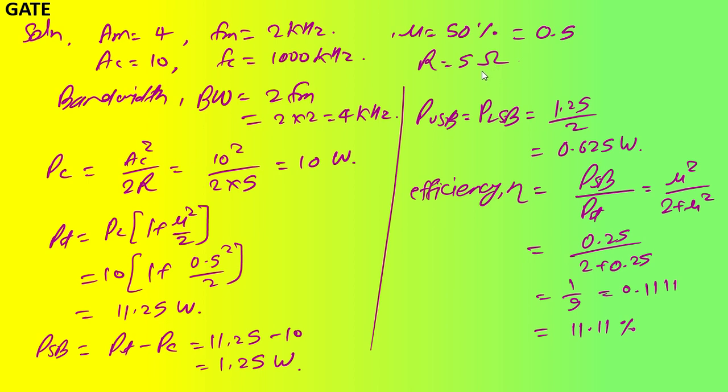Now, what is the bandwidth? I told you bandwidth is 2 times the message signal frequency, that is 2 into 2, that is 4 kilohertz. So 4 kilohertz is done.